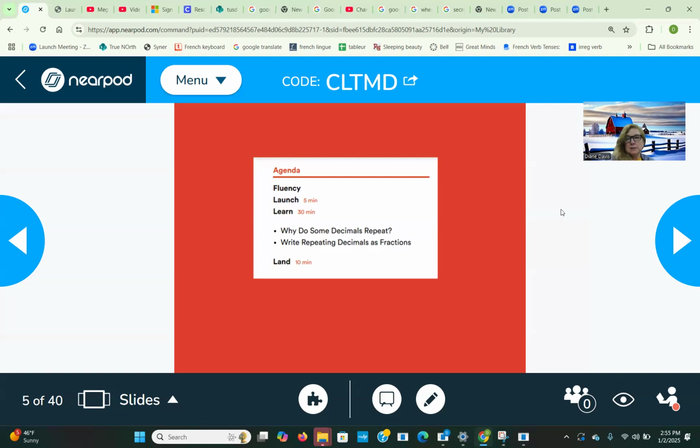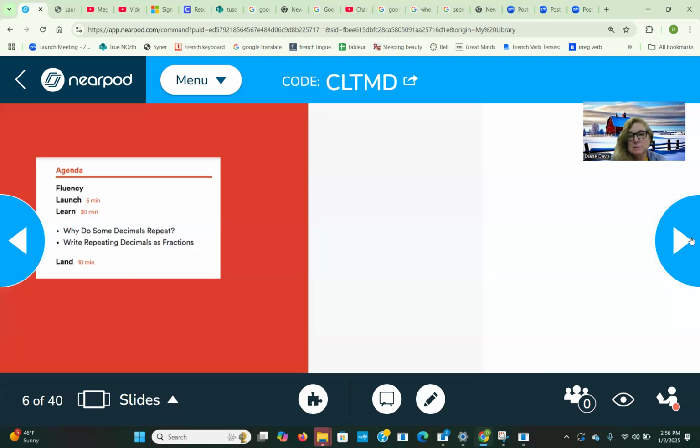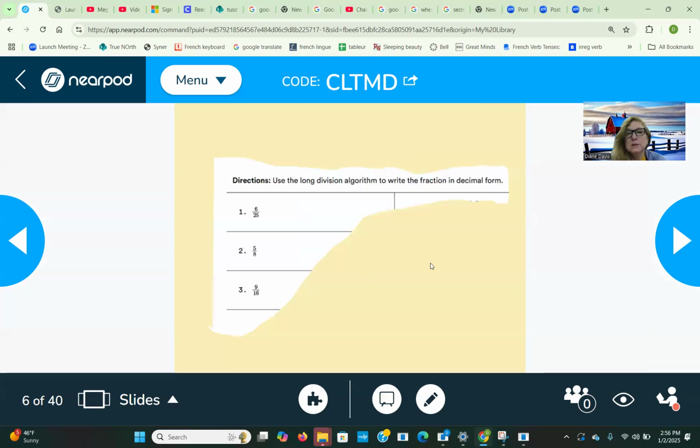Your agenda will be fluency. Launch is 5 minutes. Learn is 30 minutes. Questions are why do some decimals repeat? And write repeating decimals as fractions. So use the long division algorithm to write the fraction in decimal form. What does that mean? That means that you work the problems as followed.